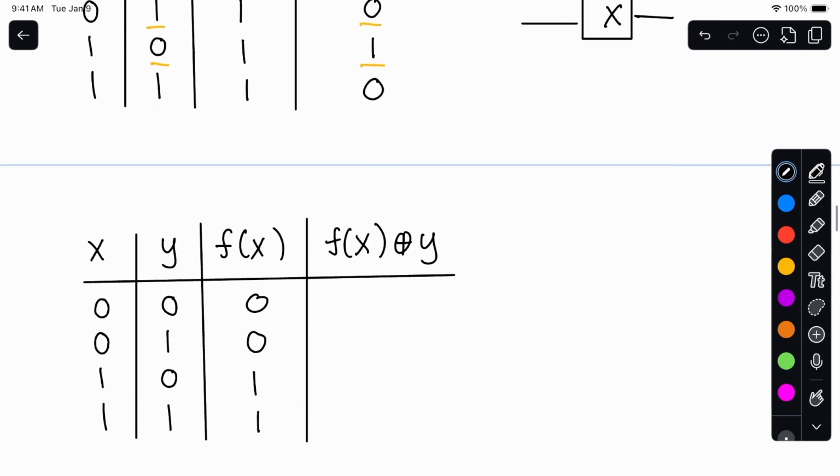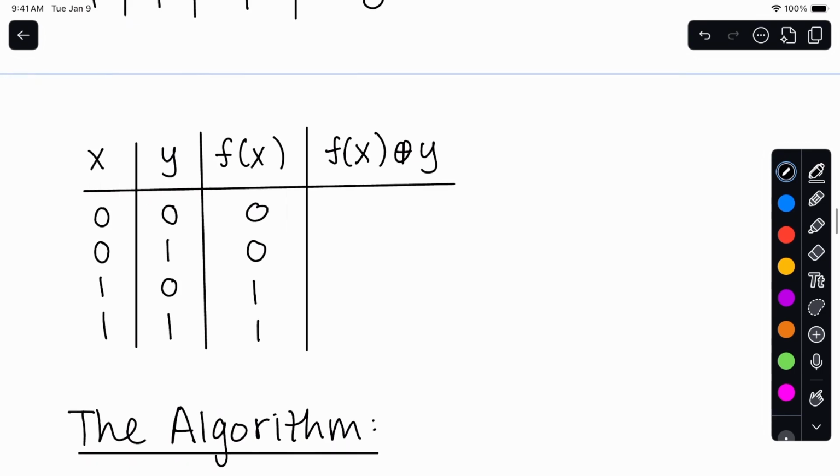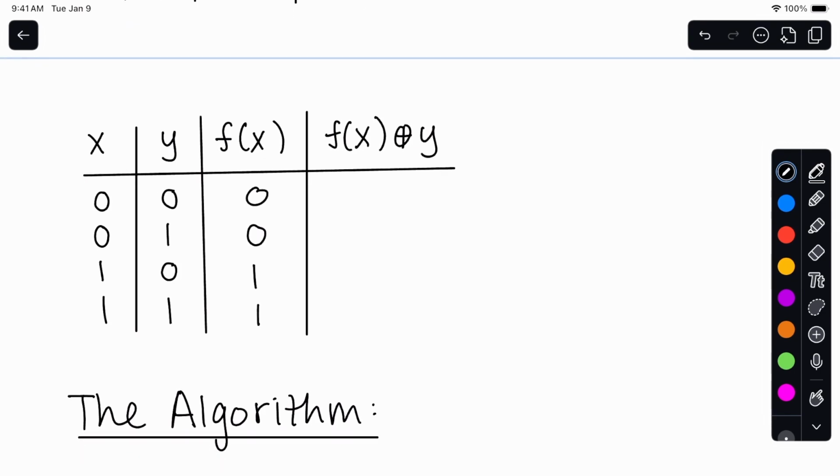Okay, now what about a balanced case? So now consider that f of 0 is 0 and f of 1 is 1. Now in this case, we're going to have f of x plus y being 0, 1, 1, 0. And now we can see that when f of x is 0, which is when x equals 0, y stays the same. But when x is 1, y gets flipped.